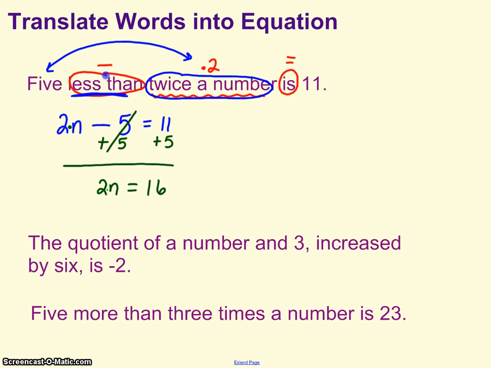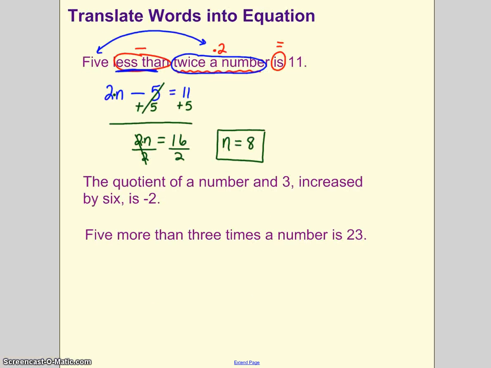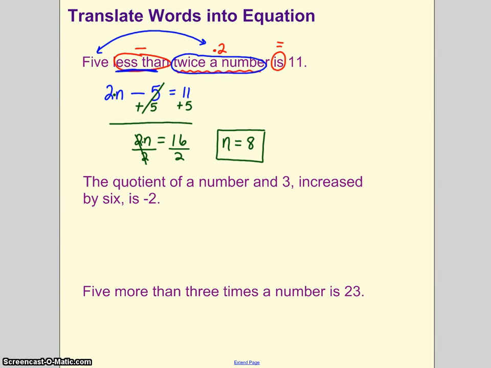Then this is n times 2. The opposite of multiplication is division, so we divide both sides by 2. 2 divided by 2 is 1, so that reduces away, leaving us with n equal to 16 divided by 2 is 8. And we just translated and solved that equation. Alright, so moving on, I'll go ahead and move this down.